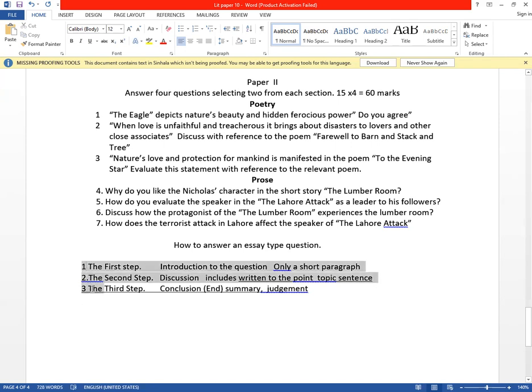Now I think it's clear to you how to practice, how to write an essay type answer. Our next step is to write a real essay following these steps. Now you know the theory. You must know how to use it. Right? You must know how to use it.